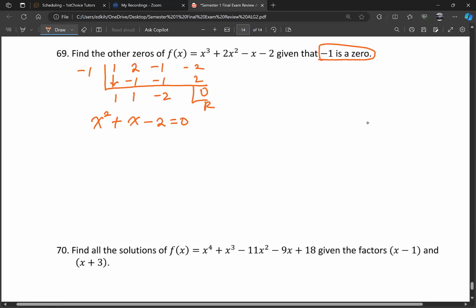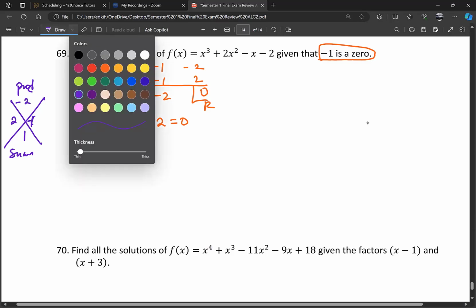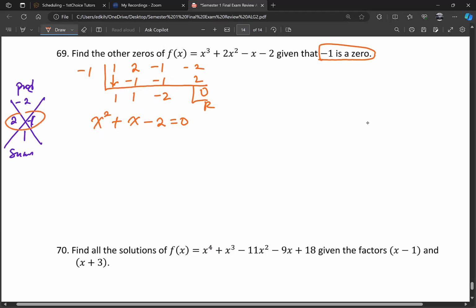Now we try to solve for this. It's a trinomial that is squared, so we're going to try using the x method. What's the product? What's the sum? Product is -2. Sum is 1. What multiplies to -2 and adds to 1? If you're thinking 2 times -1, then you'd be correct. So now we know that we can factor this guy to x plus 2 and x minus 1. Since you're solving, you're going to set each of these equal to 0.